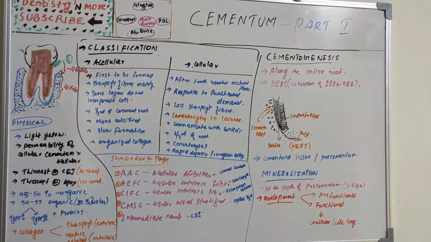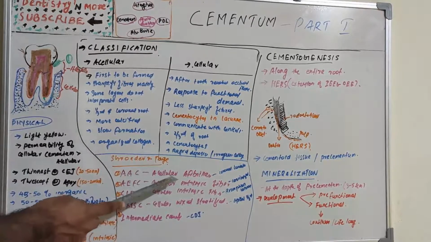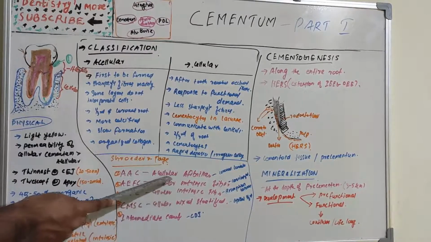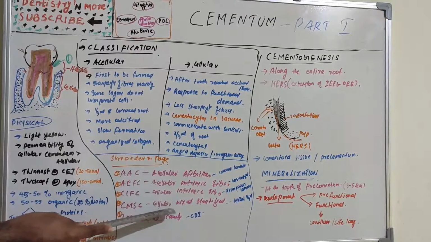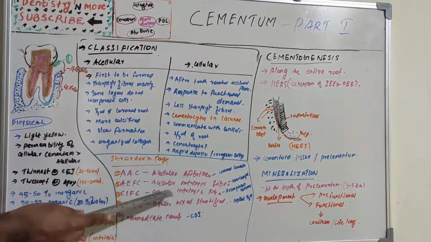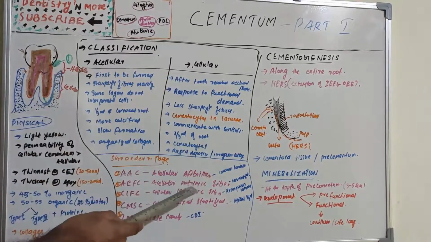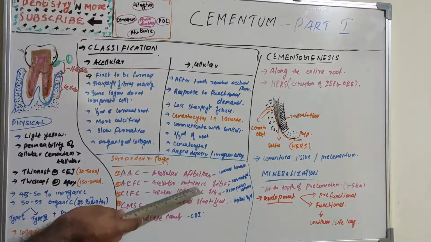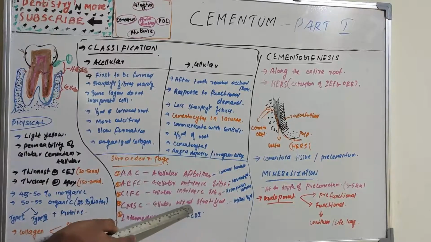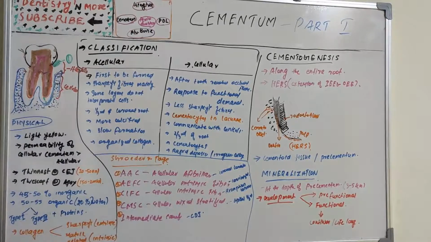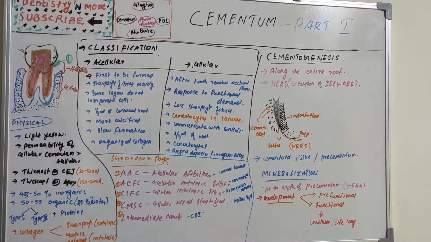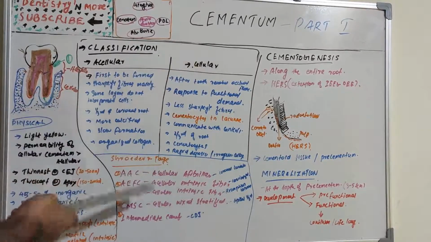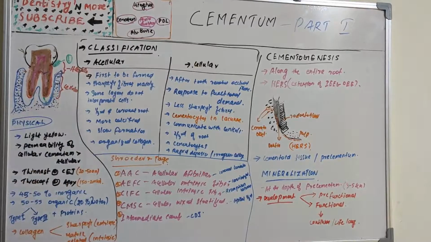So it is based on the presence of cells, that is acellular, the first 2 types. The next 2 types are cellular. It has cells, and where it is located, few are intrinsic, few are extrinsic, and one is mixed. So always study with connection, based on the types of cell and based on the location and morphology. So it will be easy, don't just learn this by heart. So let's see one by one.